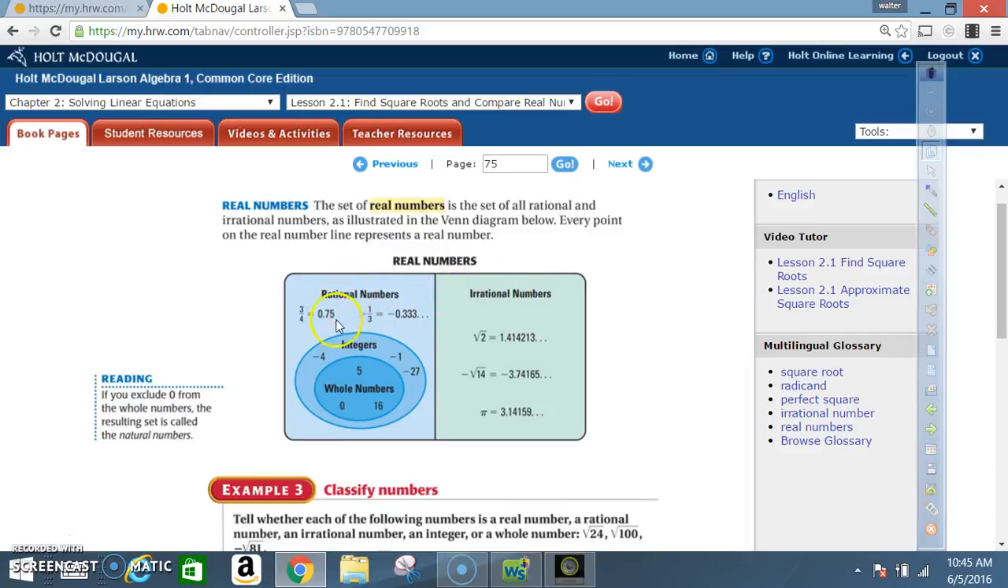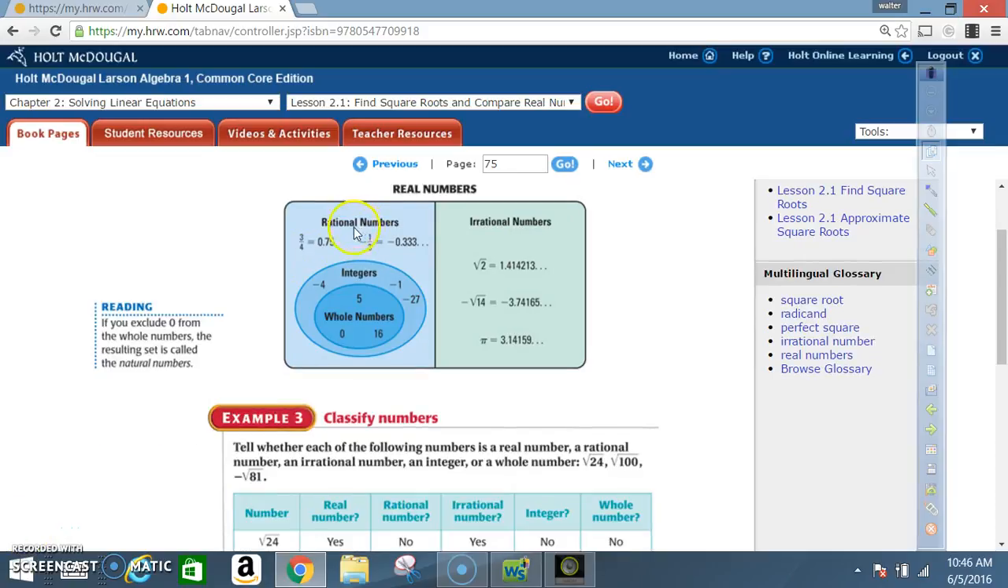Types of rational numbers would be integers: negative 1, negative 4, negative 27. Whole numbers, beginning with the counting number 0. All right. Over here, to give you one additional type of number, if you exclude 0 from the whole numbers, the resulting set is called natural numbers. So once again, rational numbers would be integers, whole numbers, and natural numbers. Natural numbers begin with the number 1. Whole numbers begin with the number 0. And then over here we have irrational numbers.